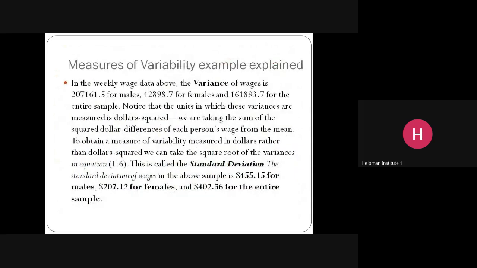All right. So the standard deviation of wages in the above sample, when we take the square root of the variance, we get the value $455.15 for males, and then $207.12 for females. And then for the entire population, we get a standard deviation of 402.36.